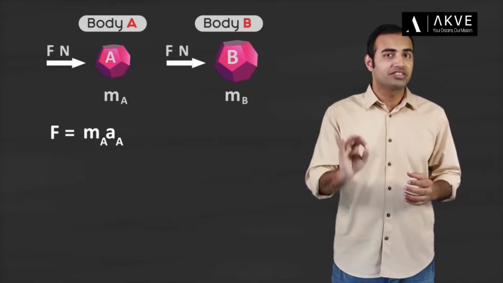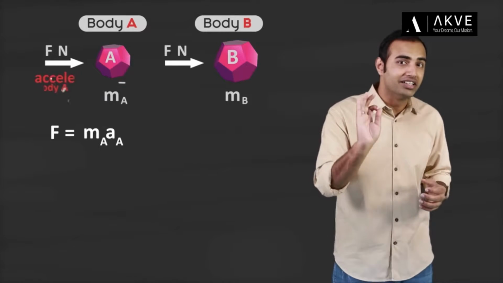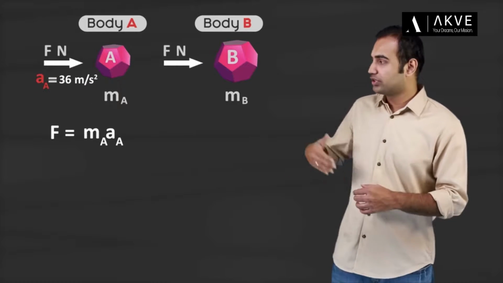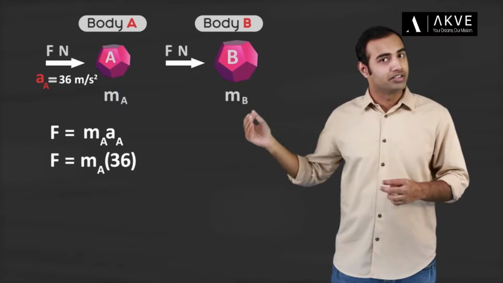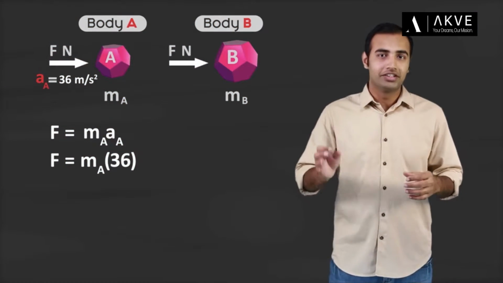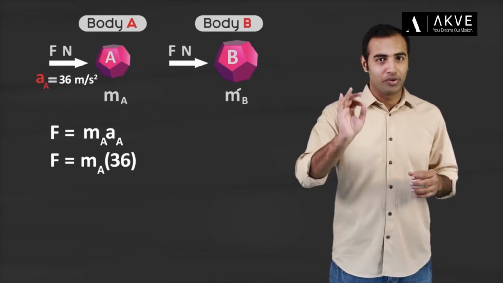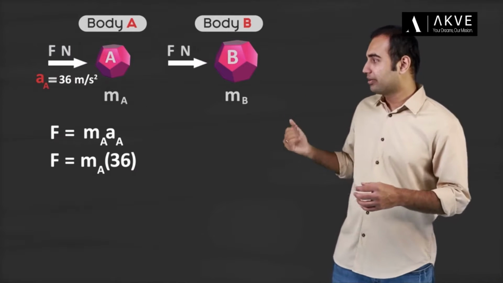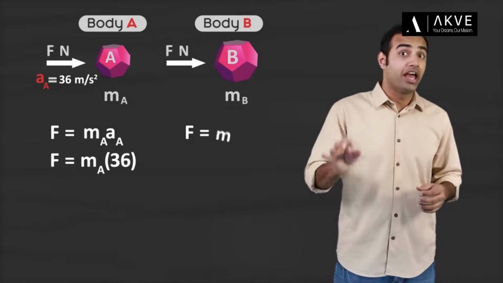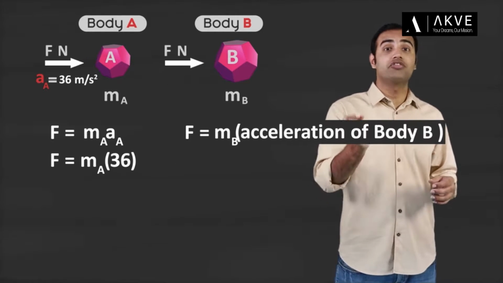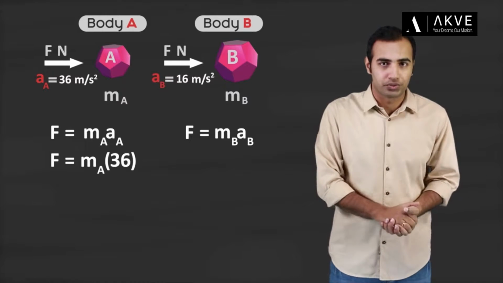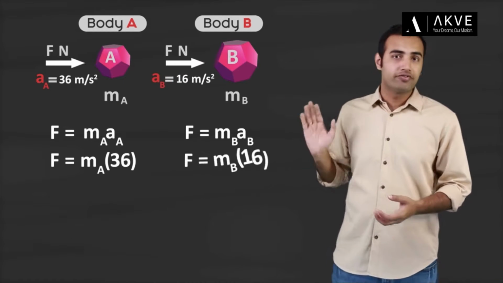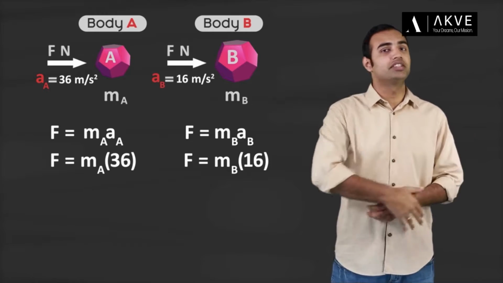Now the problem gives us the acceleration of body A as 36 meters per second square. So let's put that value over here. Ultimately, we get F is equal to MA times 36. Similarly, we can write the force equation for body B as well, which would be nothing but force F is equal to MB times acceleration of body B. Now, acceleration of body B is given as 16 meters per second square. So, after putting that value, we get F is equal to MB times 16.